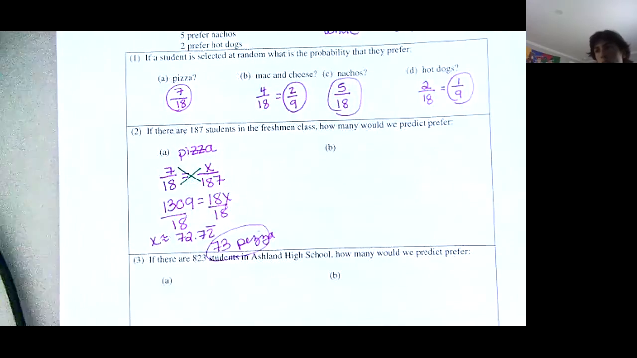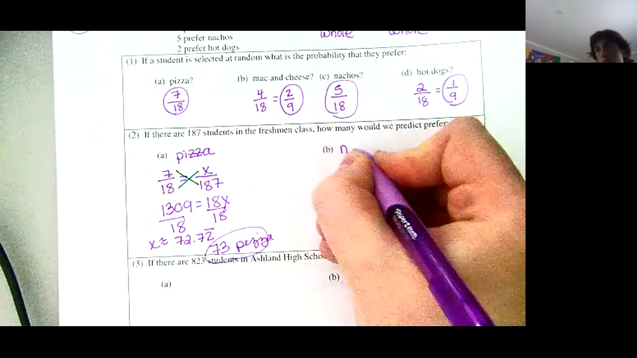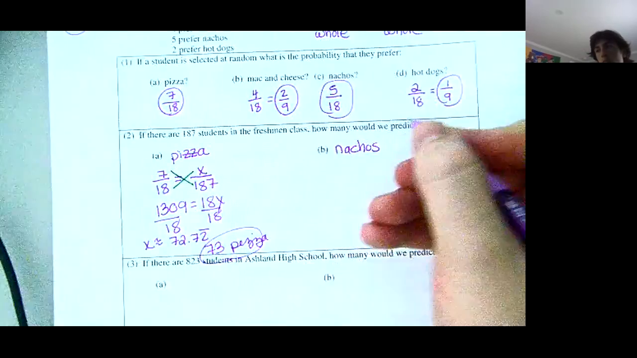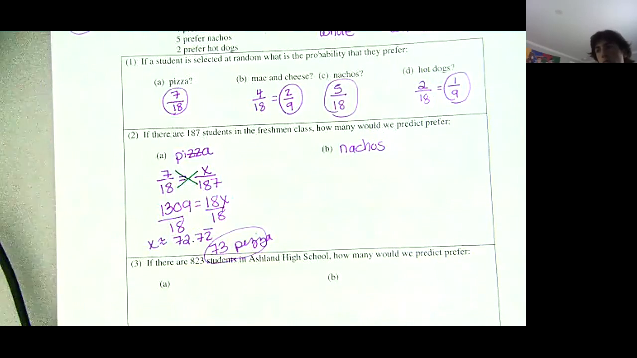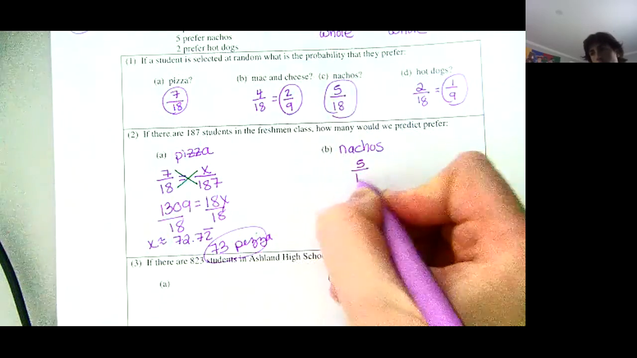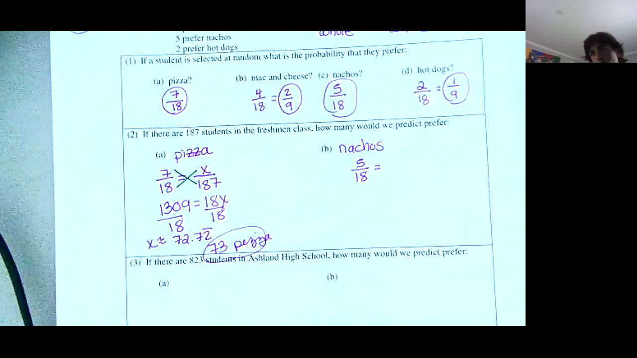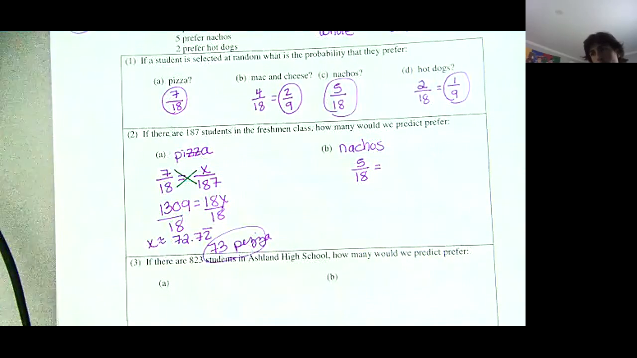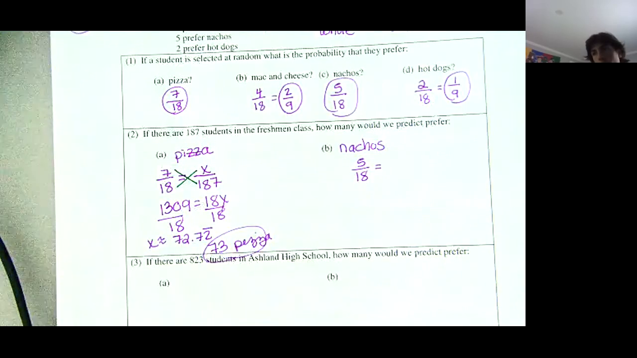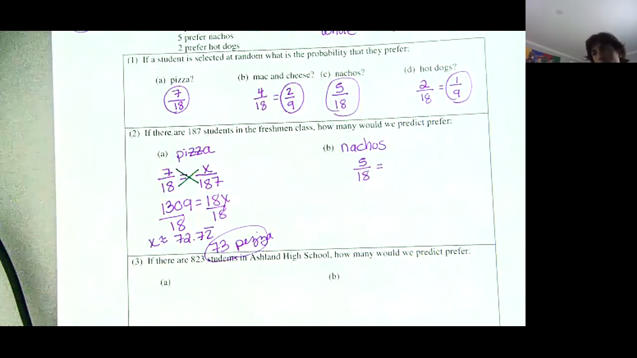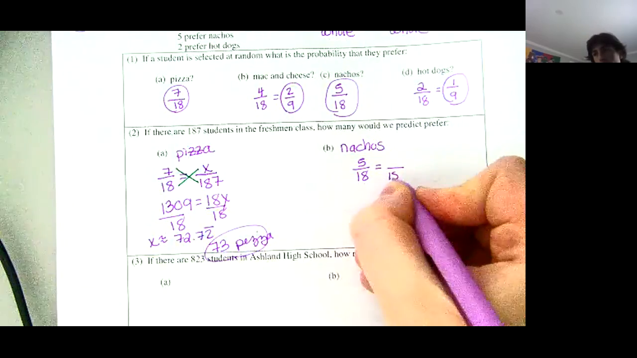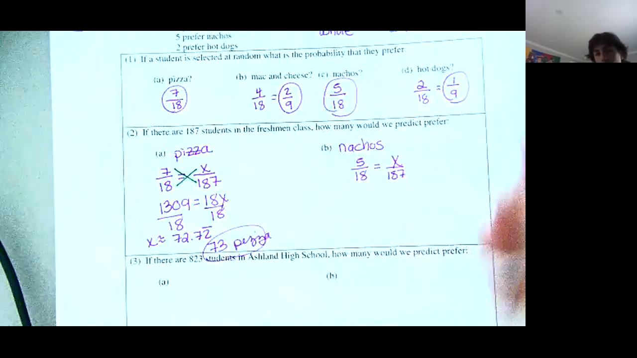Let's do another one. Letter B. I want to predict how many people prefer nachos. The way we're going to set this up is we're going to take the probability that you prefer nachos and set it equal to a part over whole fraction. Probability they prefer nachos, 5/18. I know there are 187 students in the freshman class. Would I call that a part or would I call that a whole? Whole. The part is going to end up being the part of the class that prefers nachos. I don't know that. I'm going to get that in a bit. So how many people do prefer nachos? I don't know. I'm going to call it X.